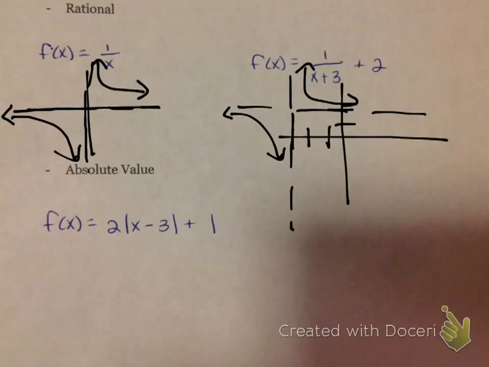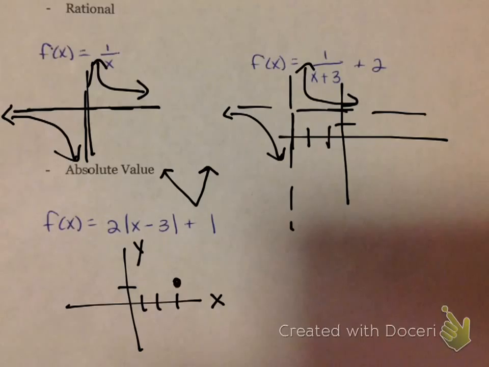Last one on this page is absolute value. We remember it's the shape of a V. So I would do x minus 3, over 3, plus 1, up 1. There's my vertex. And the 2 is actually, I'm going to go up 2 and over 1 on both sides to get my V. If the leading number were negative, it would open down.